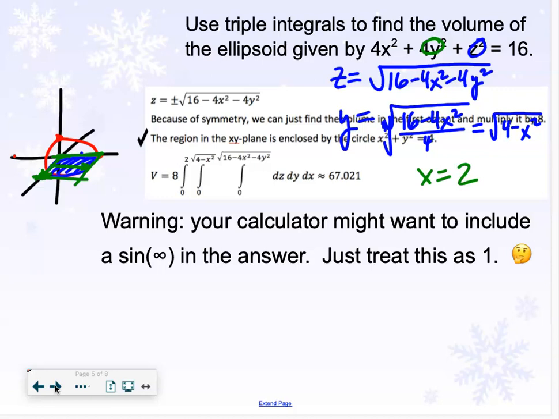How about for the previous problem? The previous problem wasn't finding volume. It was just practicing doing triple integrals. Okay? I understand it here, but then I'm gonna go on, and it's like, what?